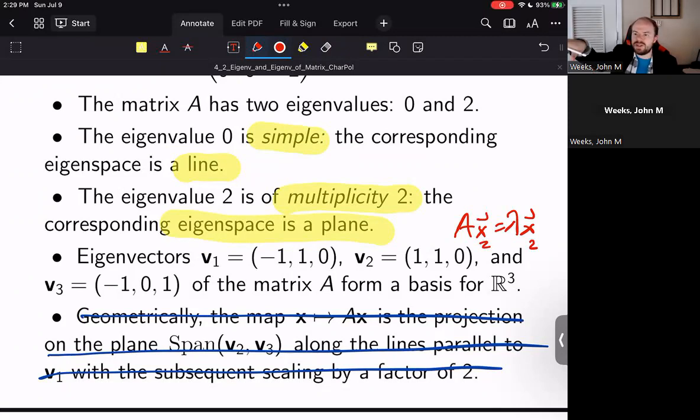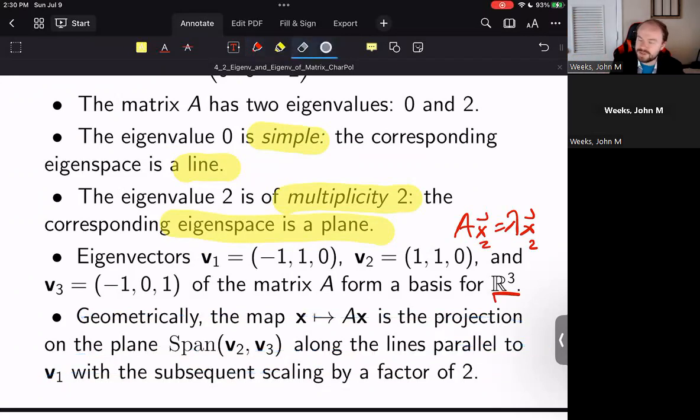So one eigenspace goes this way, one eigenspace goes this way. One plane is 2 dimensions, a line is another dimension. That's 3 dimensions in total. Another reason to see that these eigenvectors form a basis. But geometrically, what's going on here?